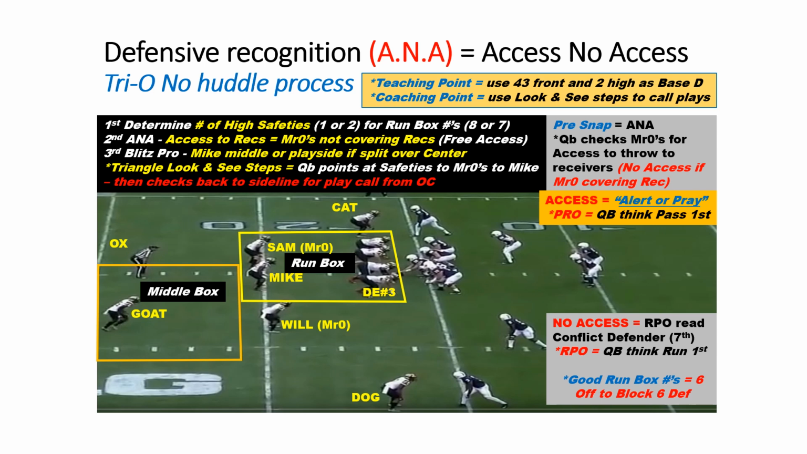You can see here when we have access, then we would use our PRO, our pass run option, where the quarterback will think pass first in his mesh read. If we have no access, now we're going to go with our RPO read and read that conflict defender, the 7th defender, and the quarterback will think run first. If we have no access, then we have the ability to have 6 blockers on offense against the 6 defenders, and we'll read that 7th conflict defender.